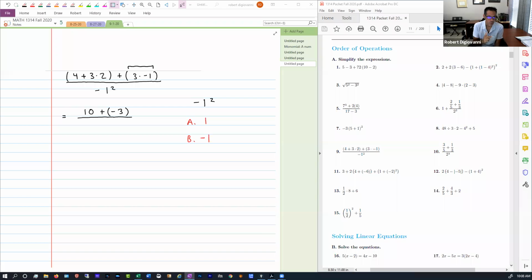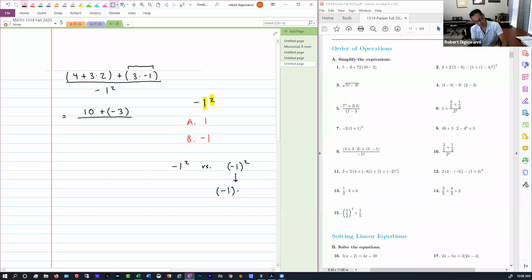Now, here's why. When you have a squared, you're squaring, the only thing you're squaring is what's right underneath that squared symbol. So you're squaring the 1. You're not squaring the minus that's in front. What I need you to see is this. If I write -1 squared versus -1 in parentheses squared, those are completely different expressions. This one means -1 times -1, and when you multiply -1 times -1, you get +1. So that would be 1.